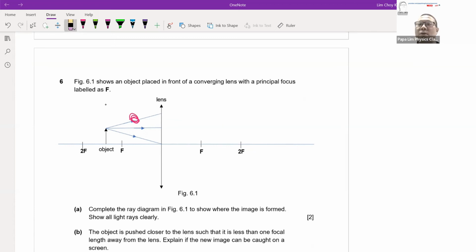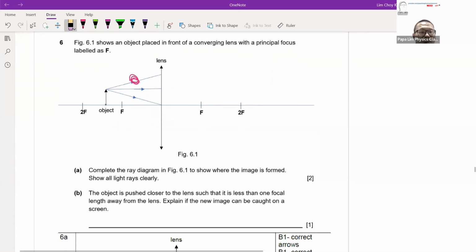Because for light rays, I only know the motion or movement of the light ray for 3 standard positions. Namely the first ray, which is from the object all the way down to the optical center. I will know how this light ray behaves. I will also know the light ray which is parallel to the principal axis. After passing through a lens, I will know how it's going to behave.